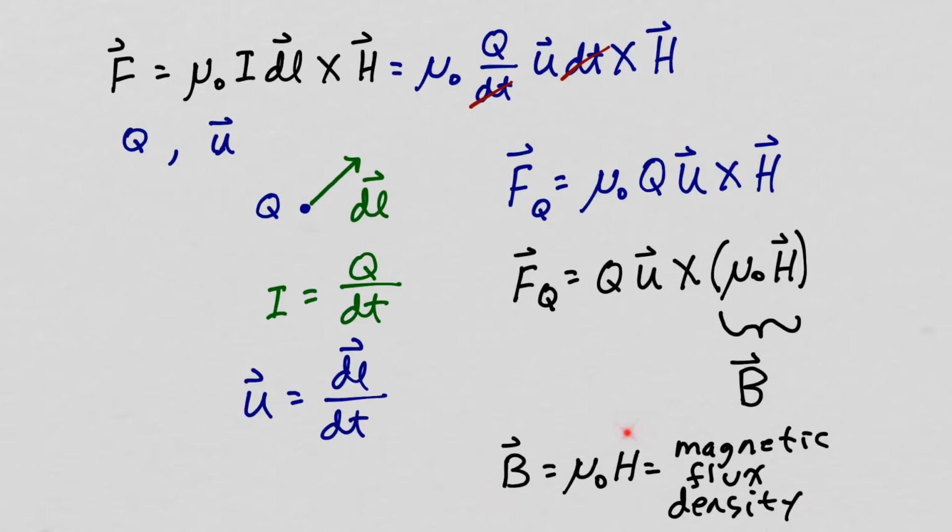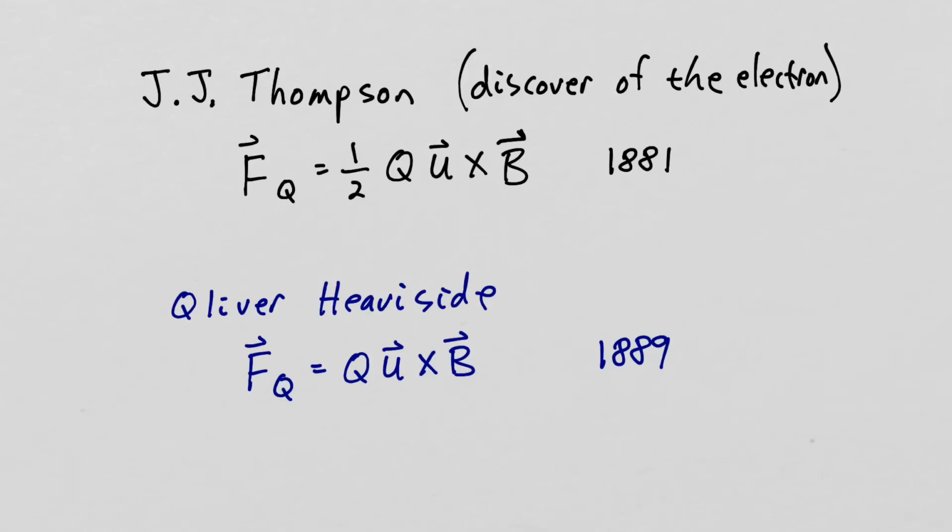So with this identification, we can rewrite the force on a charge Q moving in a magnetic flux density field as Q u cross B. In 1881, J.J. Thomson, who was the discoverer of the electron, published an equation for the force on a charge Q moving with the velocity u in a magnetic flux density field, but he got the equation wrong. Oliver Heaviside published the correct equation in 1889.